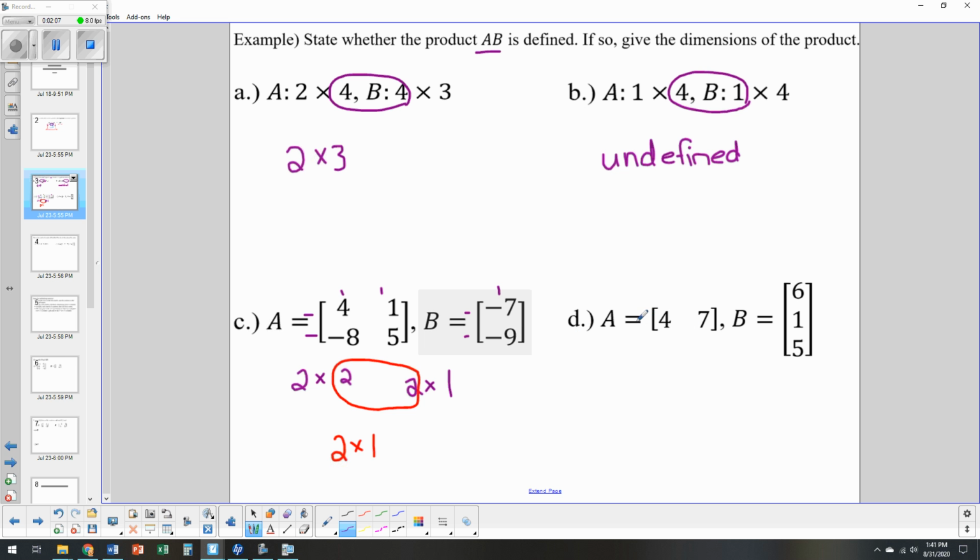For part D, this is 1 by 2, and B is 3 by 1. So looking at the middle numbers, 2 and 3 are not the same, so the result would be undefined.